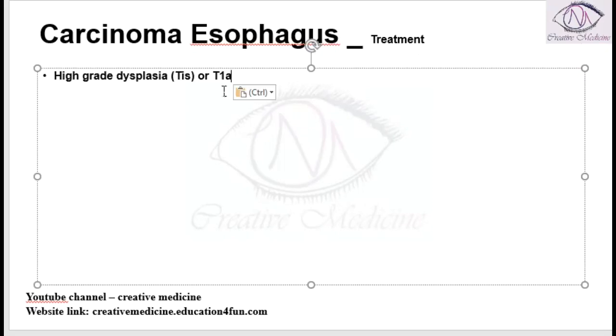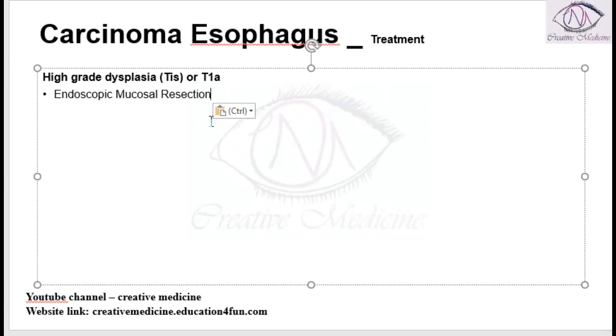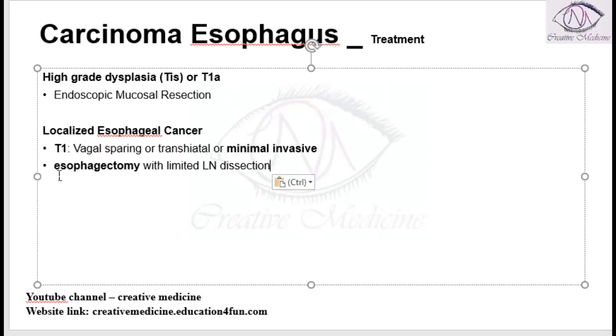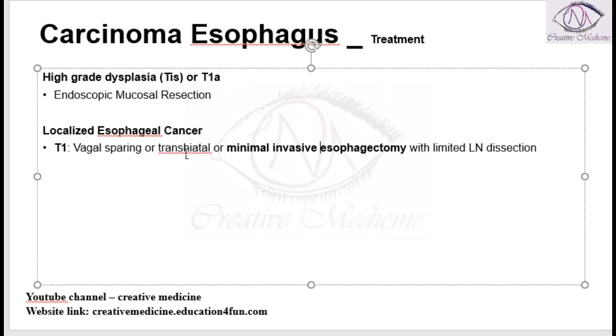If the tumor is high grade, that is carcinoma in situ, or T1A grade, in such cases we should do an endoscopic mucosal resection. Now, if it is a localized esophageal cancer belonging to T1, then we can do a vagal sparing or transhiatal esophagectomy, or a minimal invasive esophagectomy, with limited lymph node dissection.